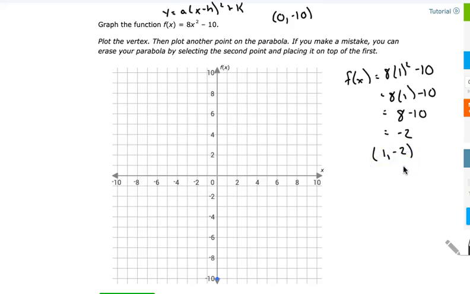Therefore, my next point would be 1, negative 2. I input 1, my output was negative 2, so 1, negative 2, and when I click there, I'm going to get a full parabola.